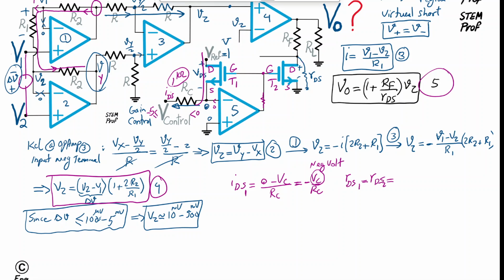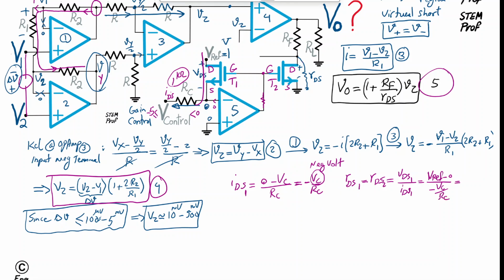is equal to Vref, 1 volt, minus 0. That's the voltage drop across. So that would be VDS1 divided by IDS1. That's the definition of the equivalent resistance. So VDS1 is simply Vref minus 0, divided by IDS1, which is simply this one: minus VC divided by RC.